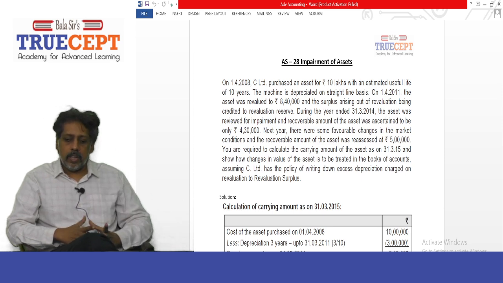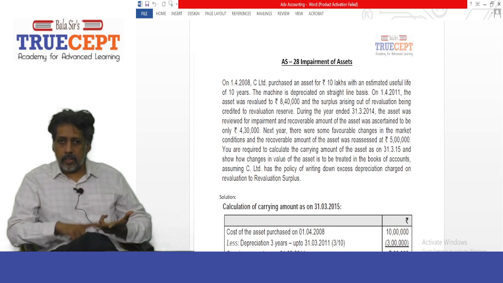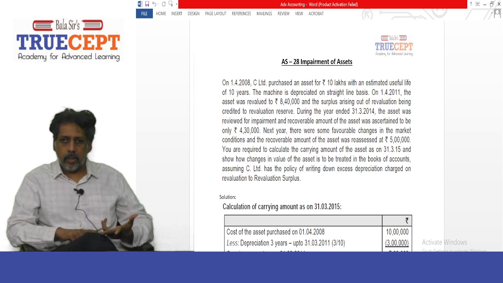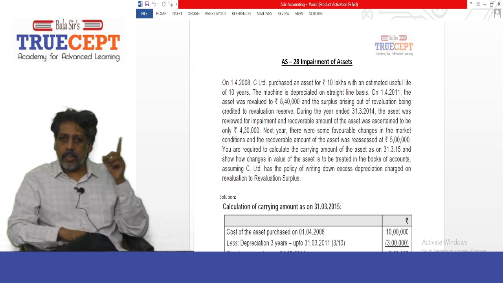Yes, Renuka, read the question for us. On 1st April 2008, C Limited purchased an asset for rupees 10 lakh with an estimated useful life of 10 years. The machine is depreciated on straight line basis. On 1st April 2011, the asset was revalued to 8,40,000 and the surplus arising out of revaluation being credited to revaluation reserve.